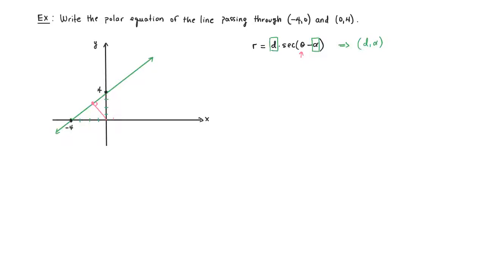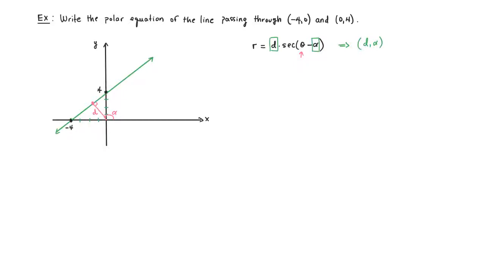Now, this angle here becomes alpha, and this length over here becomes d. So that's what I need to find. I need to find alpha, and I need to find d. Once I find alpha and d, I have nicely the polar equation of my green line. So how do I find d? How do I find alpha?